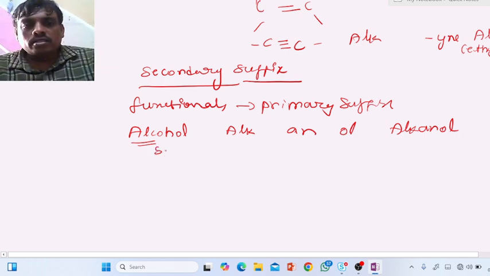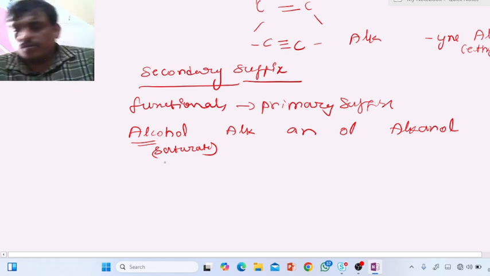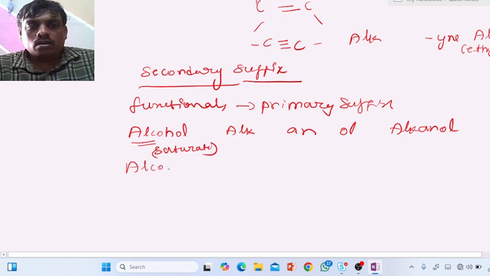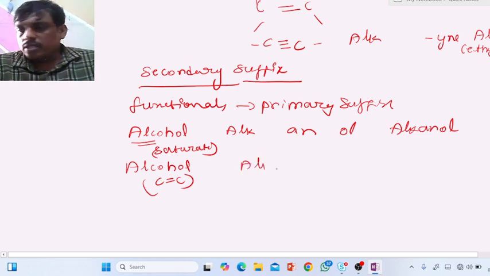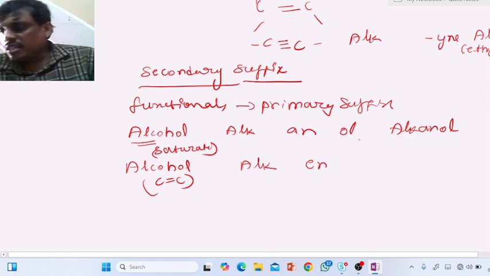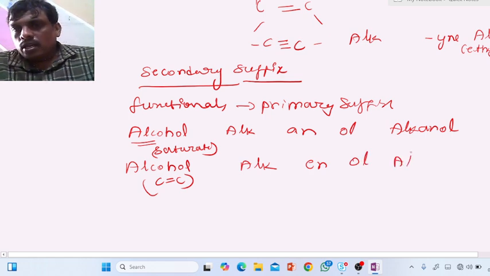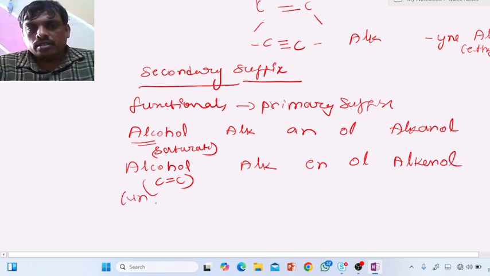Saturated alcohol is a saturated organic compound. One more example: alcohol, unsaturated, with C double bond C. Alk group is there as the root word. Primary suffix is en, and secondary suffix is ol. And the generic name is alkenol in case of unsaturated.